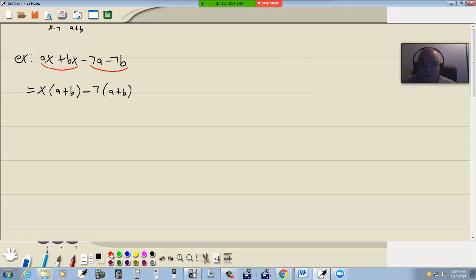Now your goal with grouping is to get this parentheses the same as this parentheses, which they are. So I'll factor out an a plus b. Now to see what goes in your second set of parentheses, you can go up to the previous step and cross out what you factored out, the a plus b's. And what isn't crossed out goes here. So that'd be x minus 7. And that's our answer.